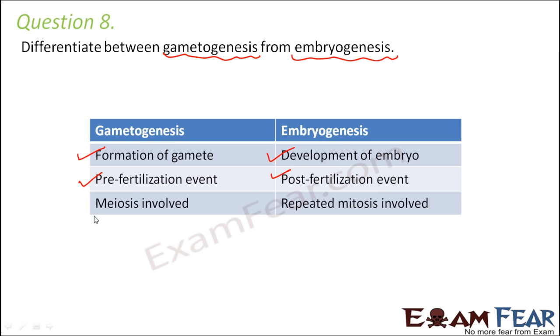In order to form gametes, meiosis is involved because mostly they are formed from the diploid meiocytes. Whereas for the formation of embryo from the zygote, repeated mitosis is involved because repeated cell division and cell differentiation leads to the formation of embryo.